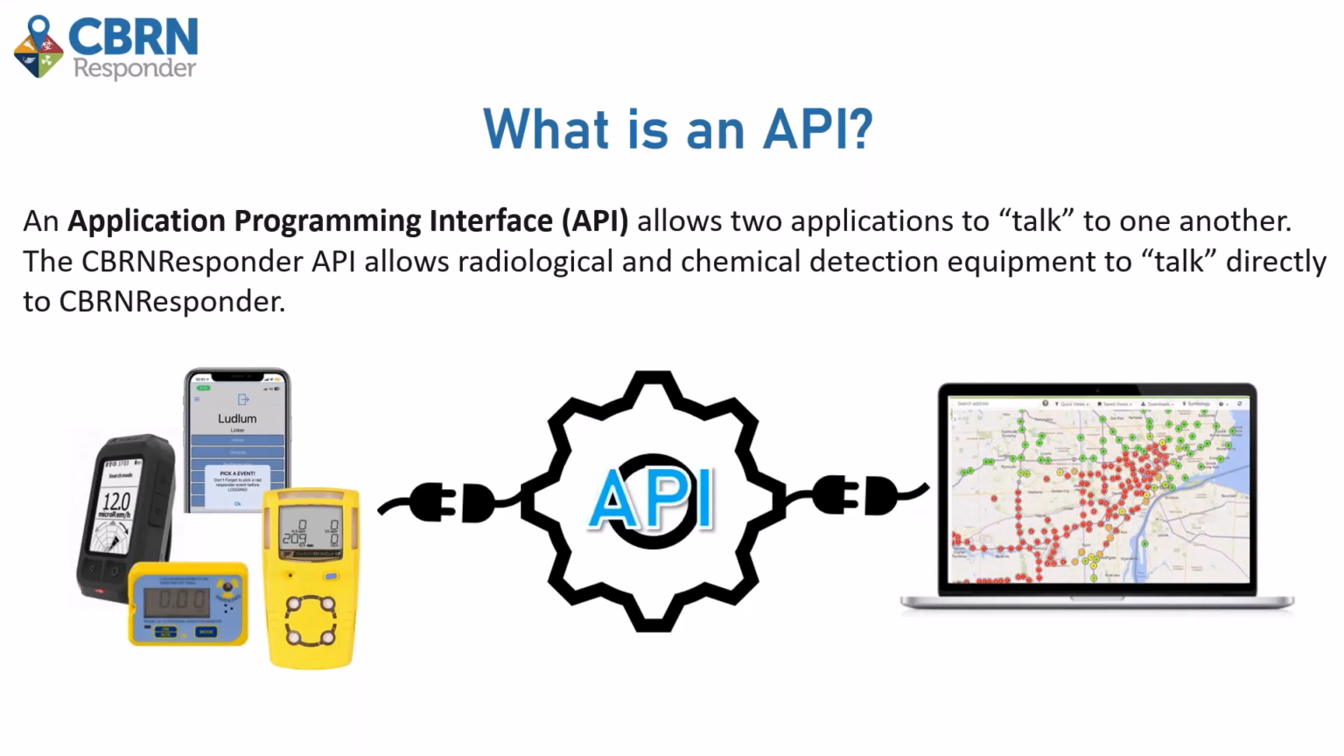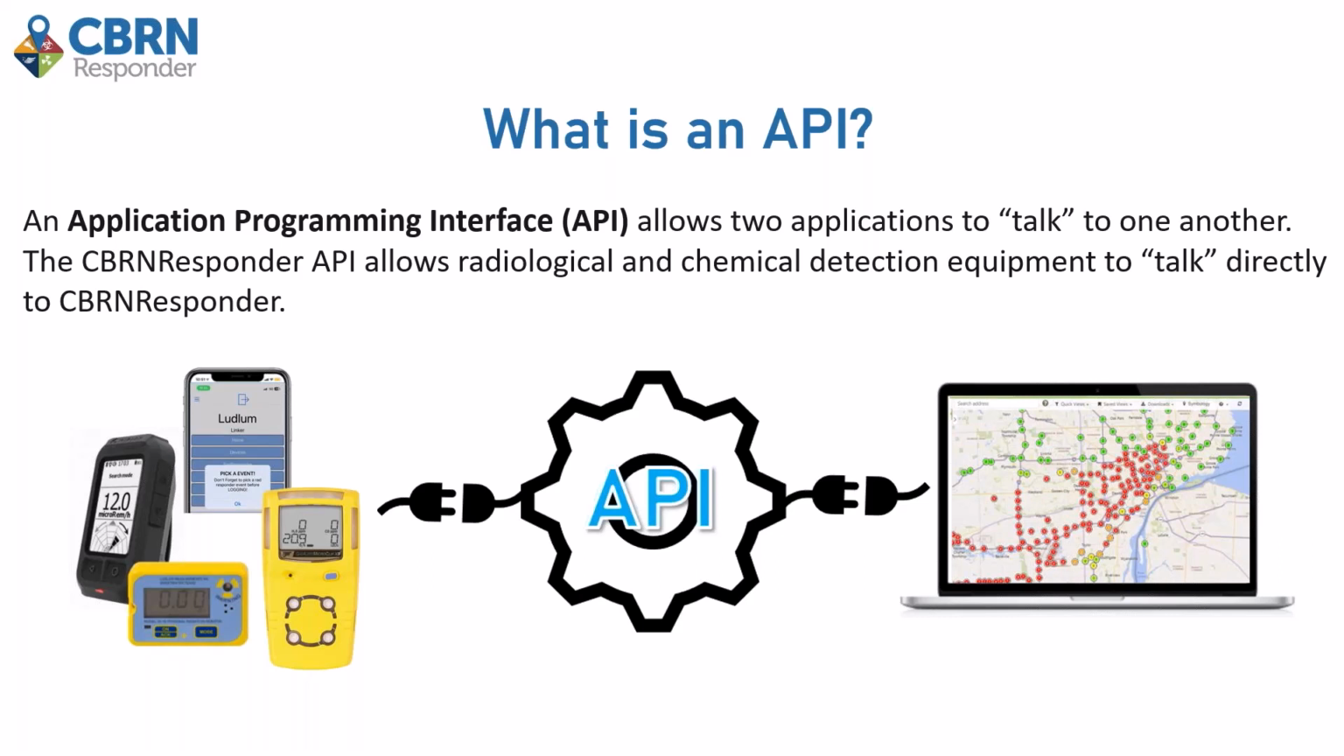API stands for Application Programming Interface. So I'll be referring to it as API throughout the webinar. But essentially, the application programming interface allows two applications to talk to one another. The CBRNResponder API that we developed allows both radiological and chemical detection equipment to talk to CBRNResponder.